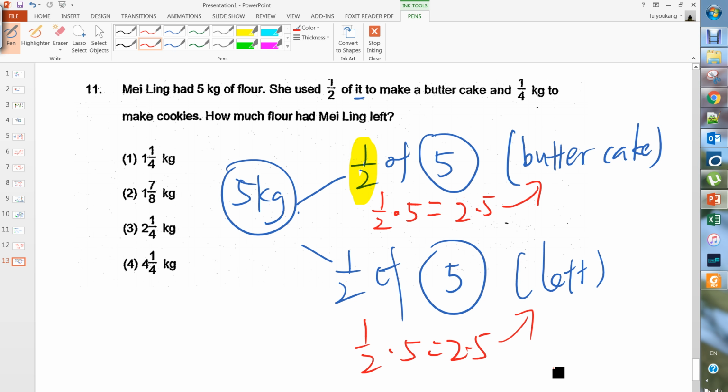Now it says 1/4 kg to make cookies. That means from the left, what do you do? From the left, 1/4 kg. Over here it is not 1/4 as a fraction, it is 1/4 kg. So 1/4 kg is used for cookies. So 2.5 kg left, 1/4 kg used for cookies. So what's left? What's the operation? How do you find what is left?